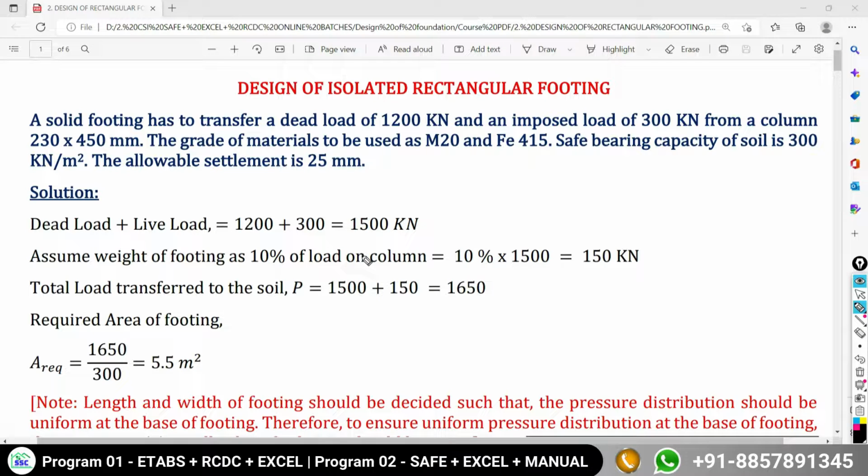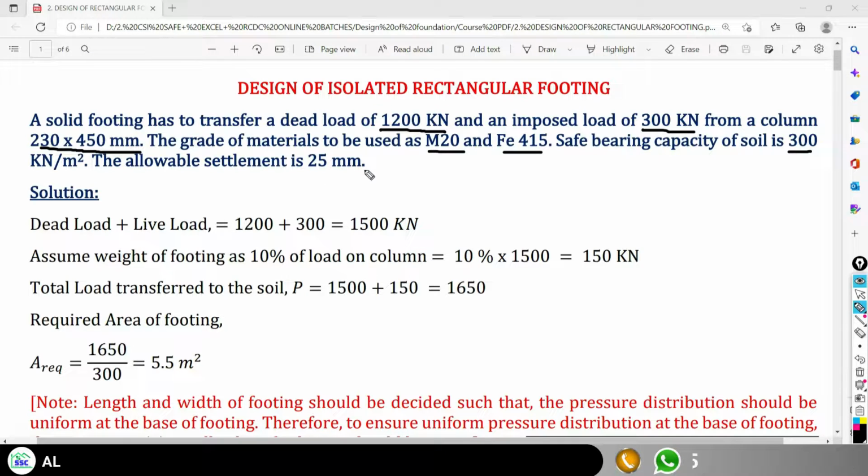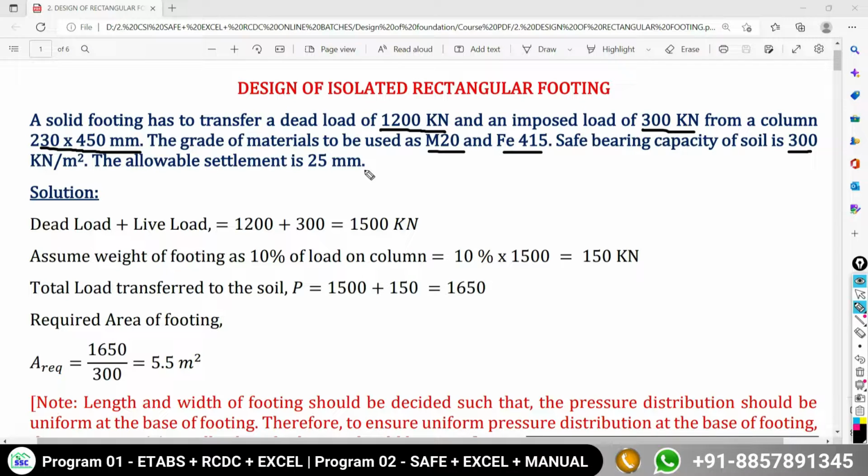First of all, try to understand the problem statement. A solid footing has to transfer a dead load of 1200 kN and an imposed load of 300 kN from a column of size 230 by 450 mm. The grade of material that we have to use for the design of this foundation is M20 and Fe415. The safe bearing capacity of the soil is given as 300 kN per meter square. The allowable settlement is 25 mm. With all of this given data, we have to design the footing.